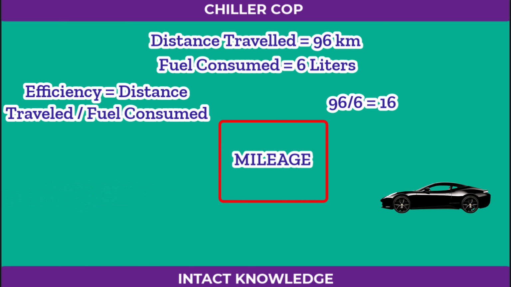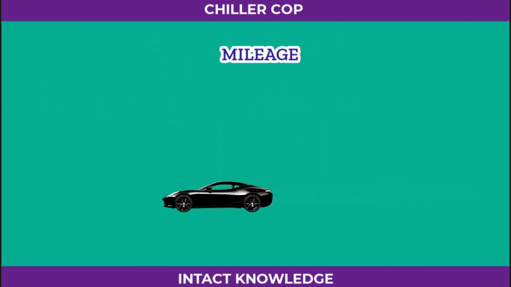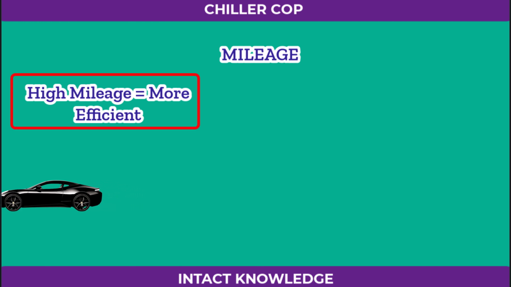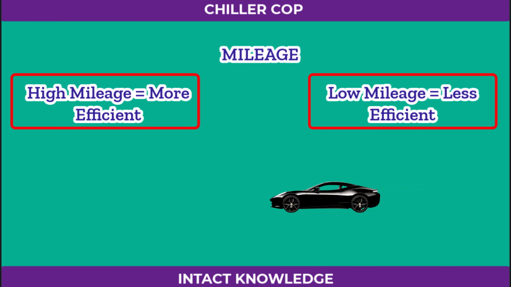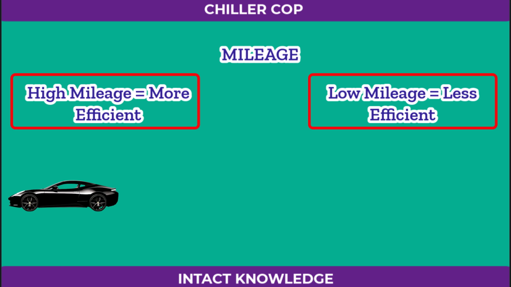This is what we call mileage. Each car has a different mileage, and manufacturers usually specify it in their manuals. If a car delivers high mileage, it means it's running efficiently. If the mileage is poor, then its efficiency is low. The same concept applies to chillers.